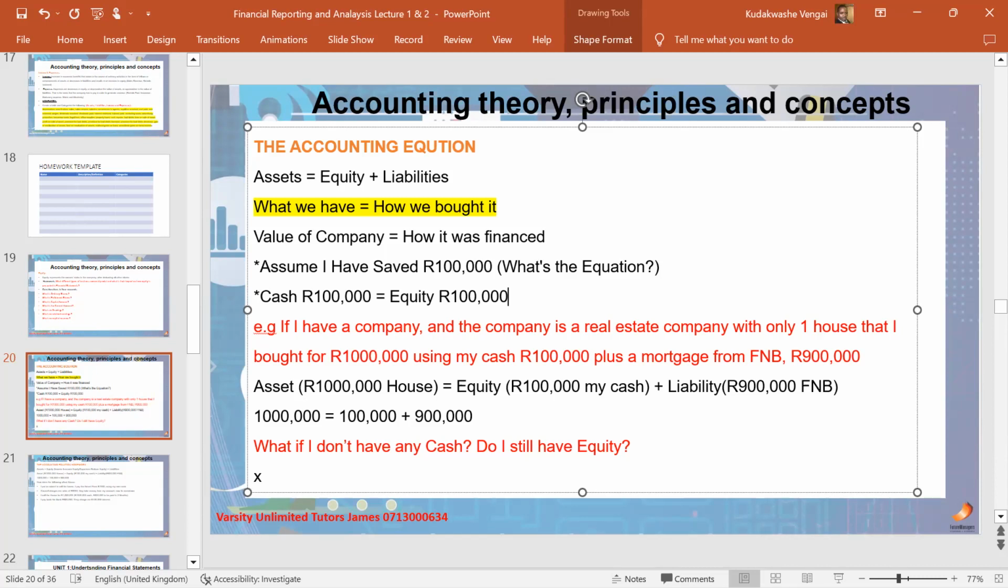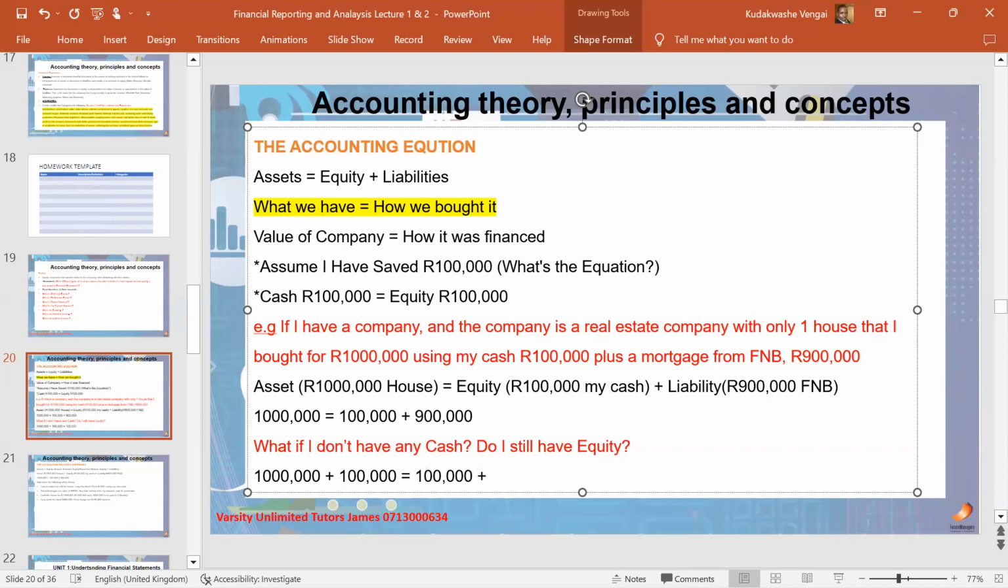So what if I did not want to use my cash? I just wanted to take all of the money from the bank. What then happens? If I did not want to use my cash, this is what would happen. I would buy the house, which means I have 1 million from the house. Then I would still have my cash in the bank account because I did not use my cash.